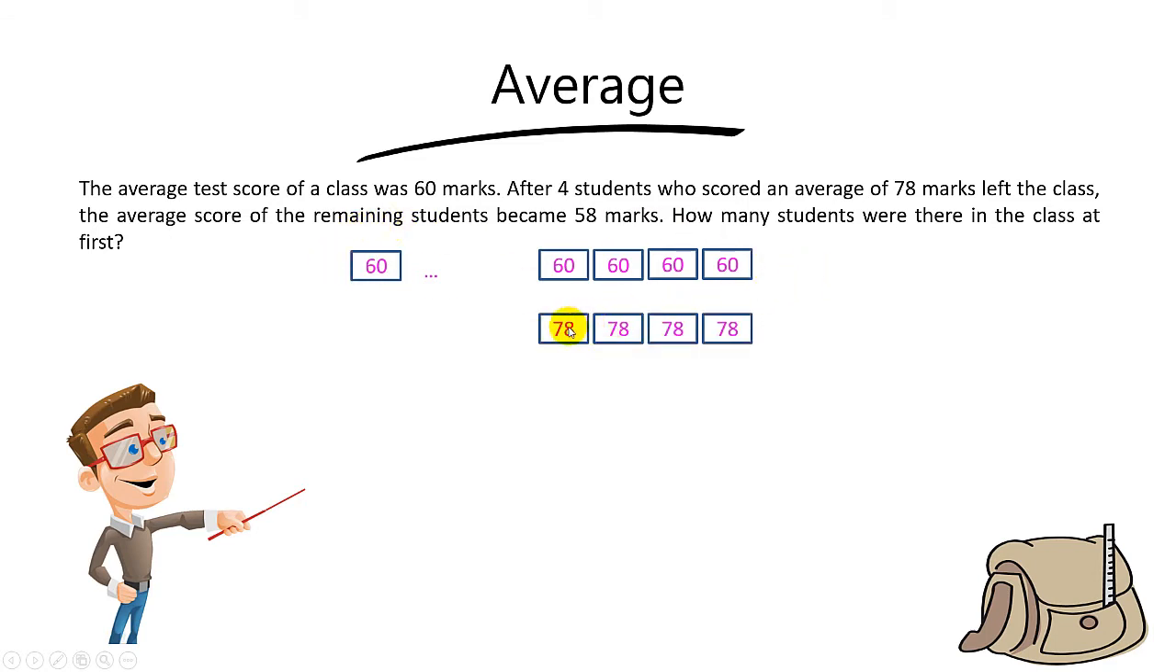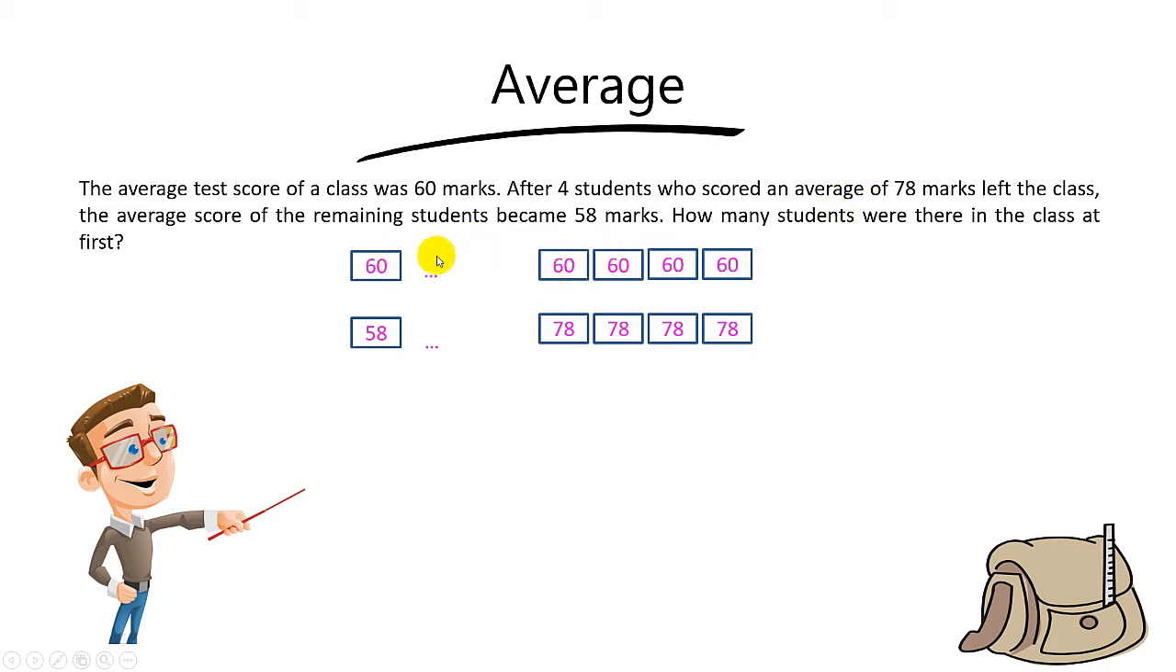Okay, and now 4 students with an average of 78 marks left the class. Right, so these are the 4 students who left. And after they left the class, the average score of the remaining students. Right, the remaining students will be the students on the left. Alright, the students on the left, the average score all became 58 marks. Okay, and based on this model, are you able to tell me how many students are there in the class?